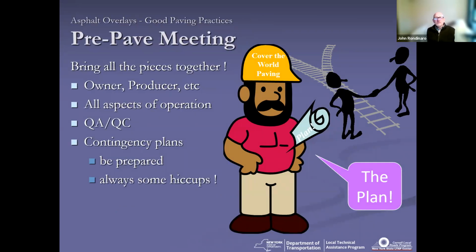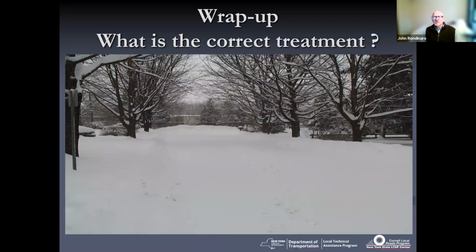Last but not least, to wrap it all together, you've got to have a pre-pave meeting. You're bringing all the pieces together. You're getting the owner, the producer, the suppliers, everybody that's involved in the operation around the table. You're talking about all the aspects of the operation. You're particularly focusing in on your QC and QA, and you're also talking about your contingency plans. Something's always going to go wrong. You're always going to have some hiccups, and you need to be prepared. So while the goal is that everything's going to go right, the plan is to deal with everything that can go wrong.